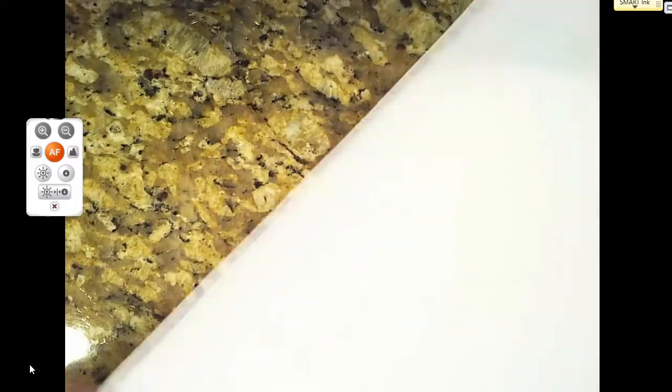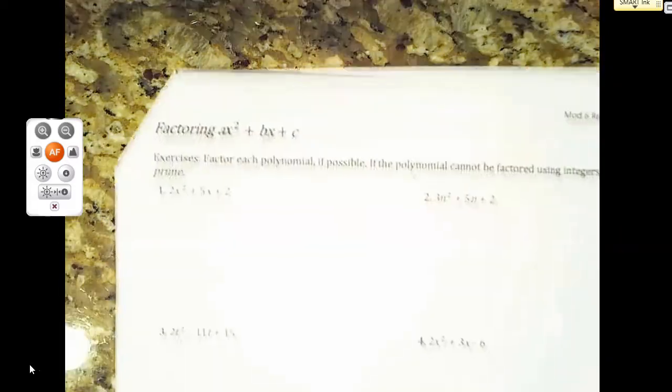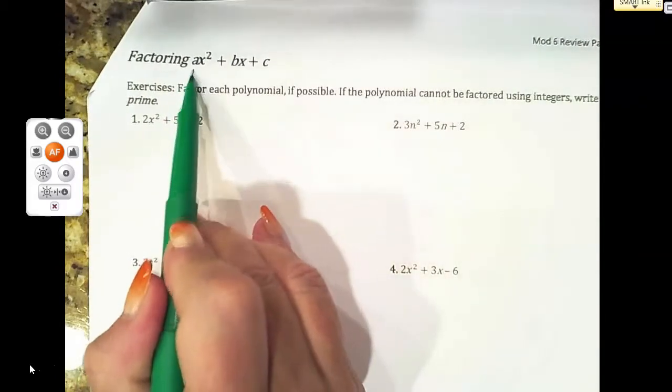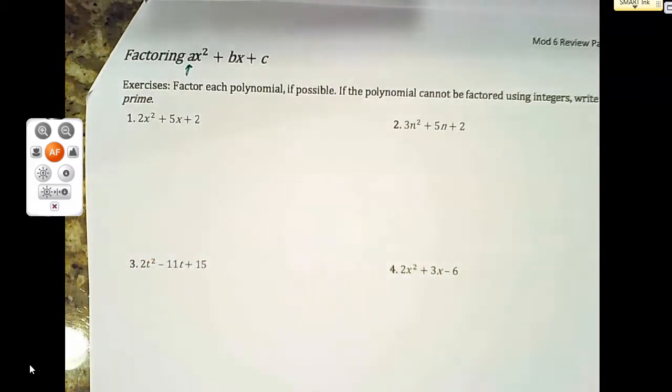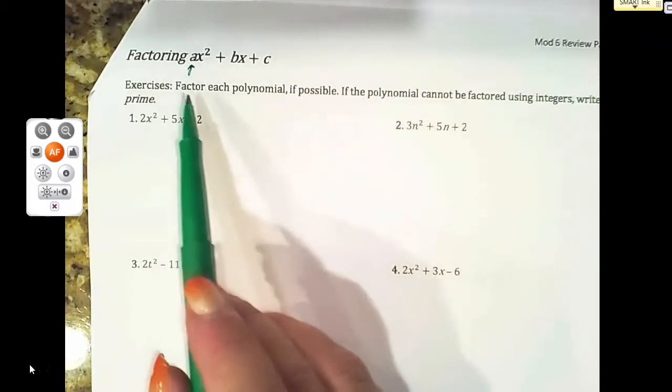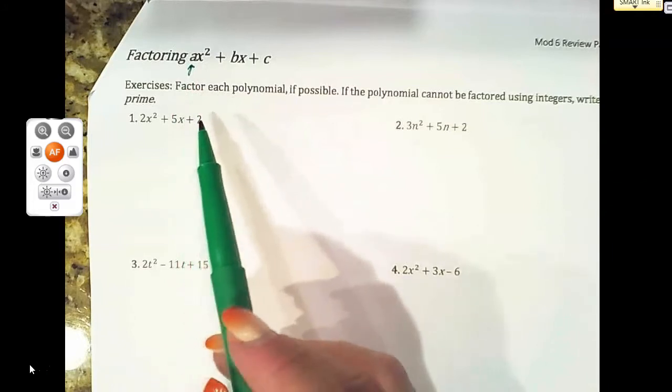So what happens when we have a leading coefficient? These problems have an a value in the front, and occasionally we'll need to factor something out first or not. But whenever we have an a value in the front, that means we need to use the AC method.